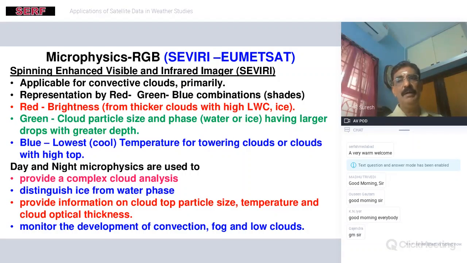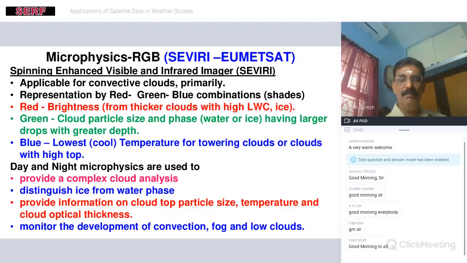Now we are having more channels, more information, and thereby by plotting appealing colors, which are very much useful for us, the green, blue, and red, etc. So we can have a distinction between ice and water, and various phases of microphysics happening within the cloud dynamics.